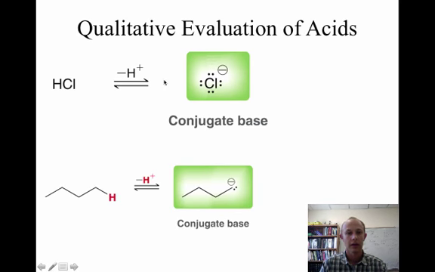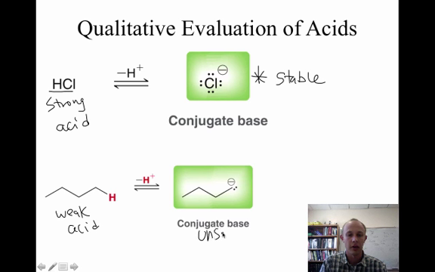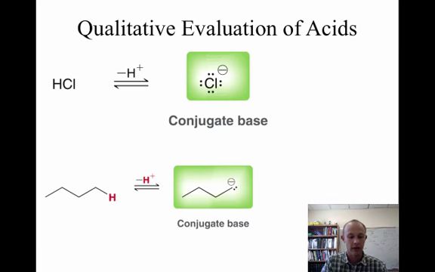Okay, so let's look at some examples. Hydrochloric acid is a strong acid. Why is that? Well, the reason is because its conjugate base, Cl minus, is stable. We'll talk about why in the next slide. Whereas butane, or CH bonds, typically are extremely weak acids. Butane is actually one of the weakest acids. The reason is because its conjugate base is extremely unstable. So why is that? What determines the stability of the conjugate base?